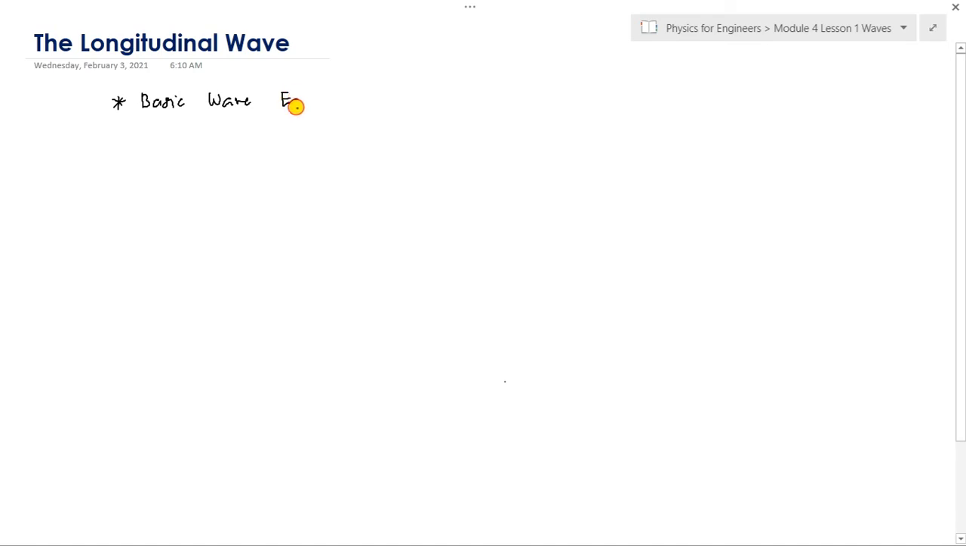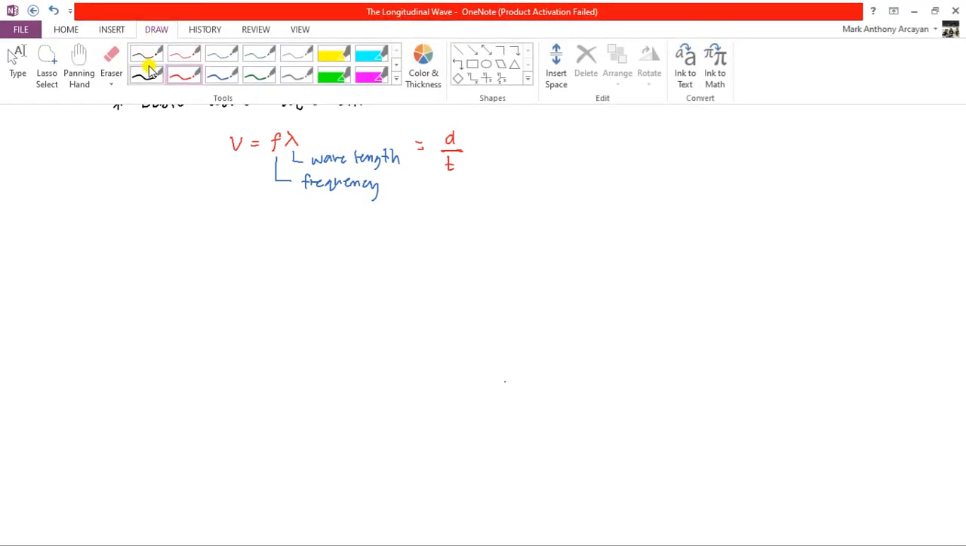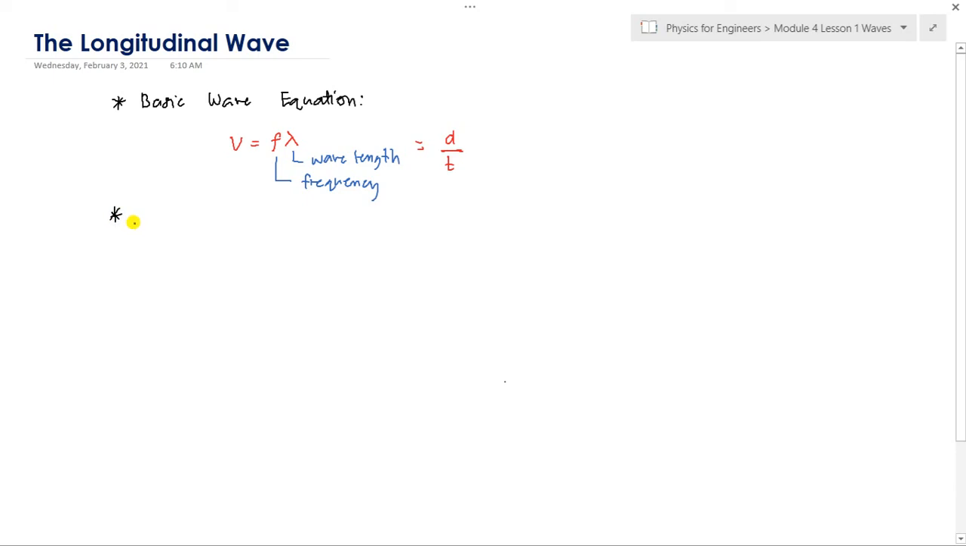wave equation. Recall again that the velocity of the wave is equal to the product of the frequency of the wave times lambda, where lambda is the wavelength, right? This is wavelength, and of course this one is our frequency. And do not forget that this is also equal to the total distance traveled by the wave from one point to the other, divided by the time it takes. So still the same.